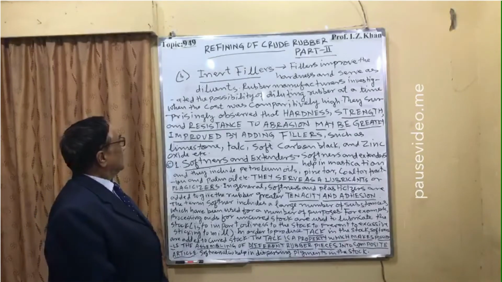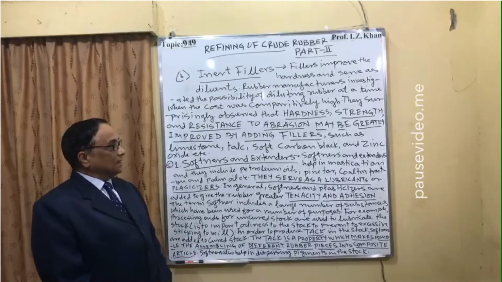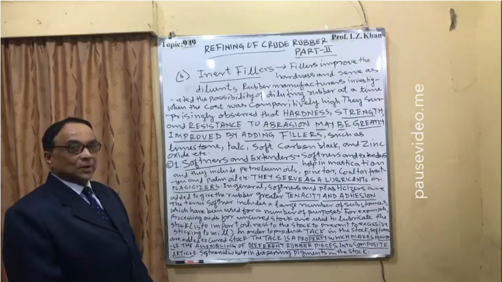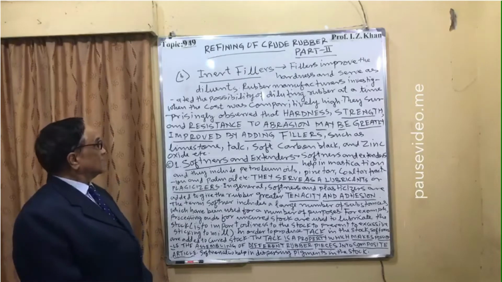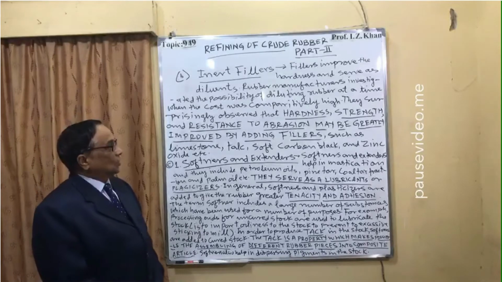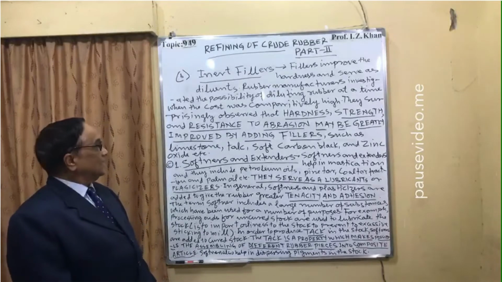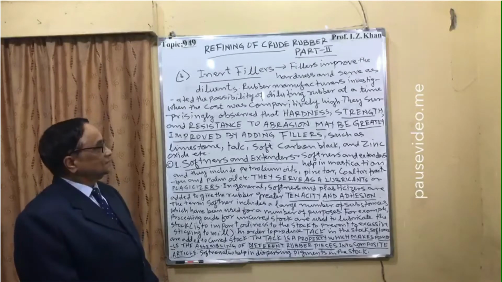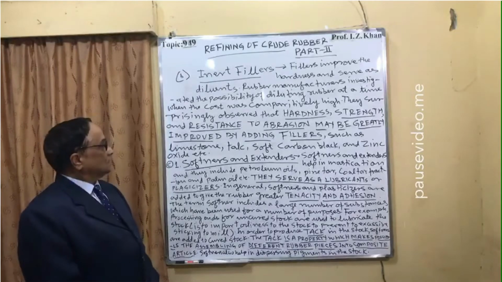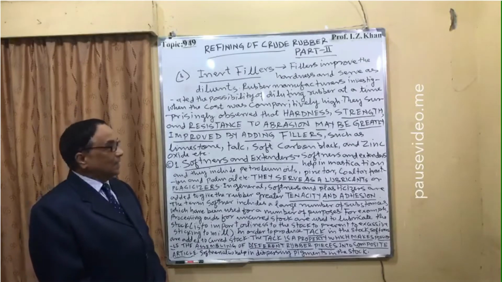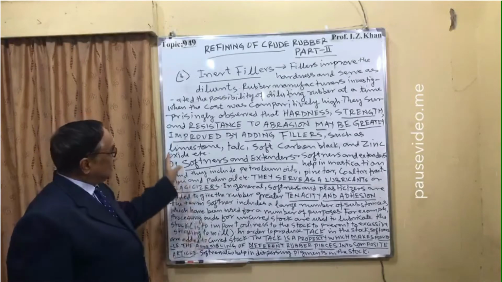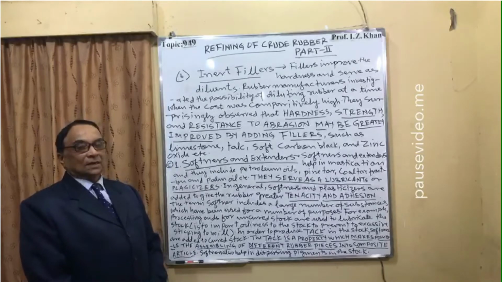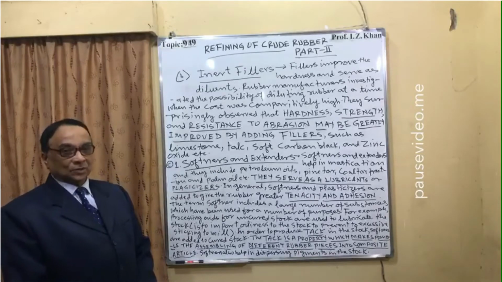Comparatively high. They surprisingly observed that hardness, strength and resistance to abrasion, these three very important properties of rubber, may be greatly improved by adding fillers such as limestone, talc, soft carbon black and zinc oxides. So these chemicals are added as fillers in order to improve the quality of the rubber in the process of refining.